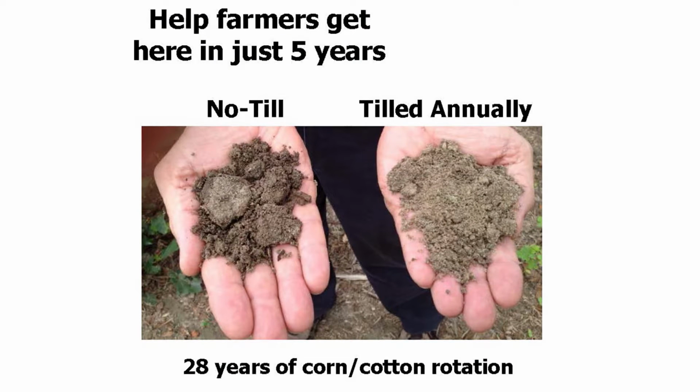So if you can do this, you've got a wonderful product. This is 28 years of continuous corn rotation, no-till versus tilled annually in Florence, South Carolina. And growers would love to be able to get to this kind of soil versus something like that in less than 28 years. So biological products may have a real clue on that.